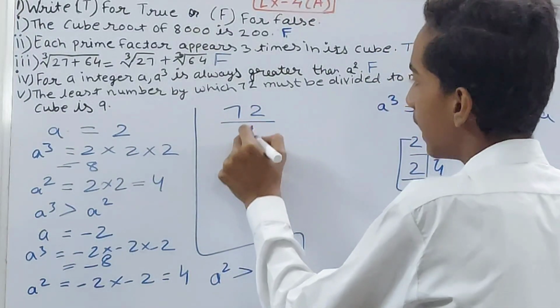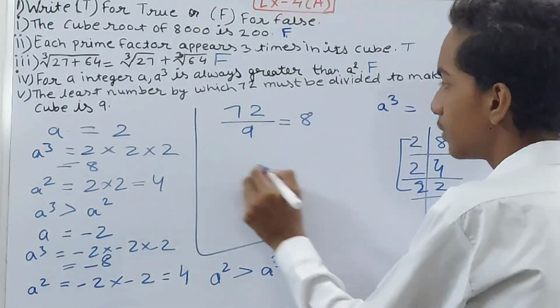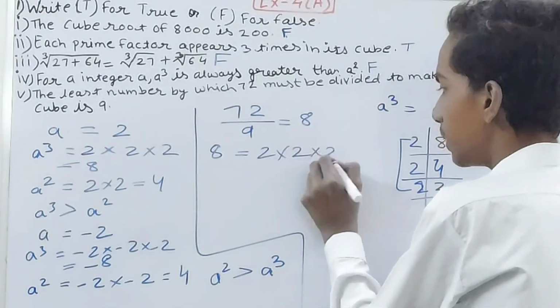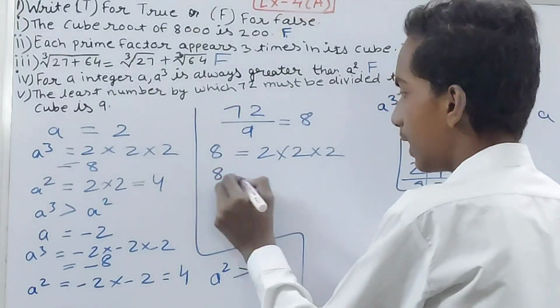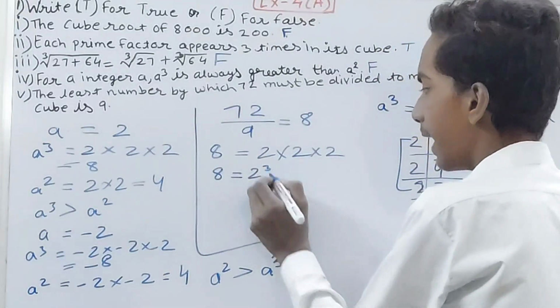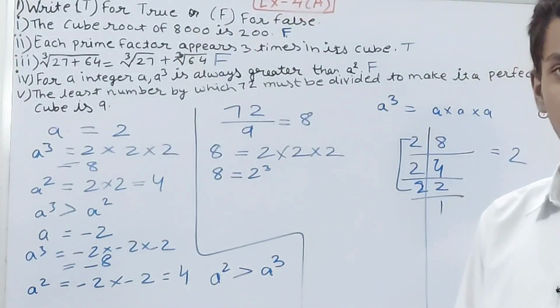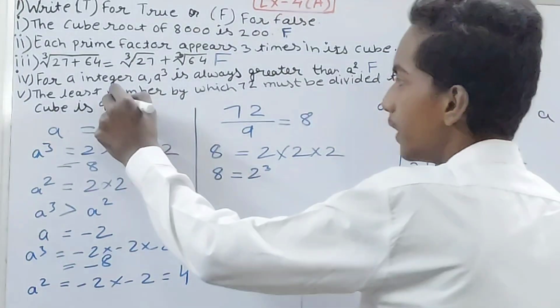72 upon 9. So this will go how many times? 8 times. 8 is the cube of 2, 2 into 2 into 2. So 8 is equal to 2 cube, and this is the smallest. The smallest one after this would be 1 cube, which is not 8. So this is going to be true.